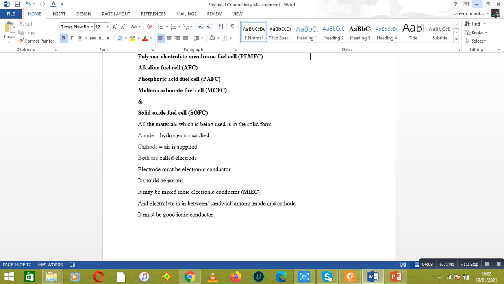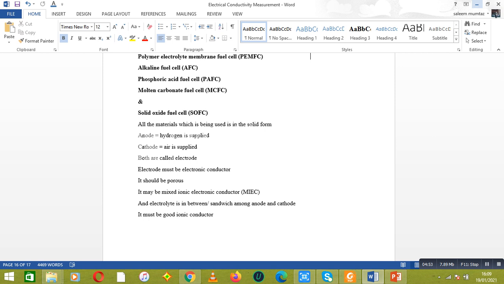Second property, they must be porous, meaning anode and cathode must be porous. Why? Actually, we supply hydrogen towards the anode side and air toward the cathode side. If they are porous, then the hydrogen or oxygen can penetrate into these anodes or cathodes. And if they were dense, then the penetration of hydrogen and air would be impossible. So this is a requirement for the anode and cathode material, that they must be porous.